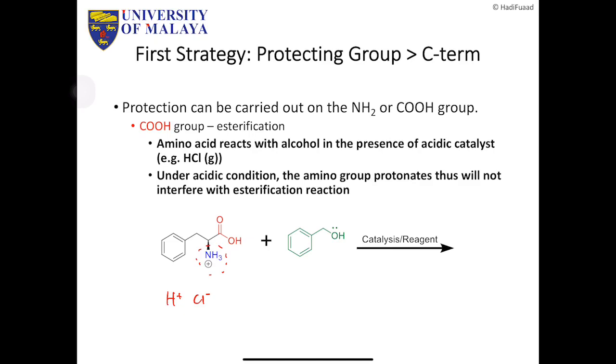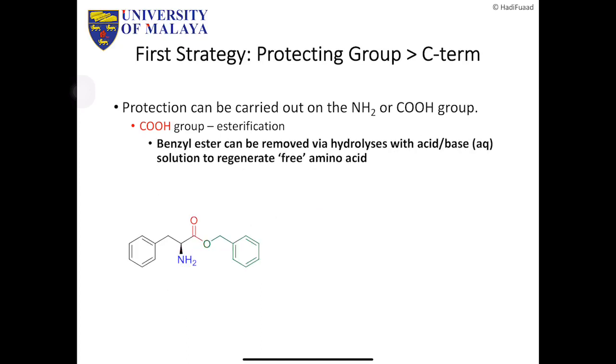So under this catalytic condition, the lone pair from the alcohol can react with the partial negative at the C of the carbonyl. Okay, so it's a basic simple esterification. I'm pretty sure you've learned about it in first year. This reaction is under catalytic conditions, and you will form a C protected amino acid.